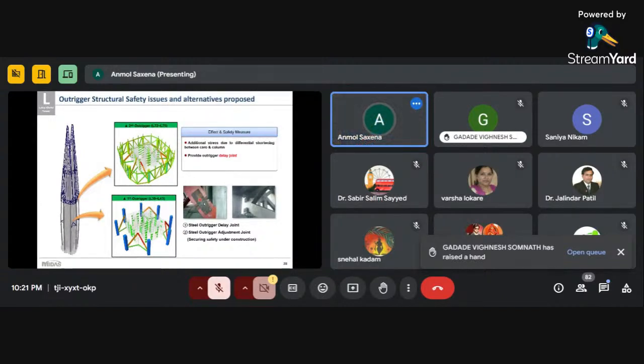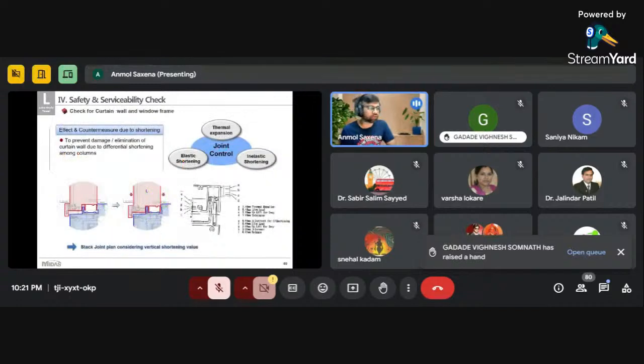And after the construction, the whole construction process. The slabs are designed for these additional stresses due to the column shortening. They are designed as well in the software itself. And to prevent the damage and elimination of the curtain wall due to the differential shortening among the columns, we provide some gap between them.